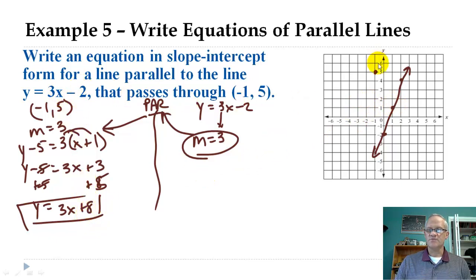Okay? And so if you were to count this out here, and you went up 1, 2, 3 and over 1, somewhere about right there, what point would that be? If this is 6, that'd be 7, that'd be 8. Oh, look, that's the y-intercept. And so, yeah, that line would go something like that. Parallel lines.